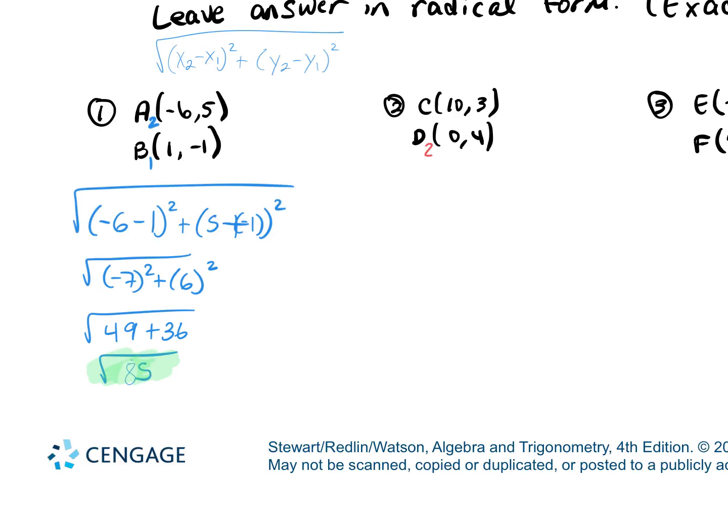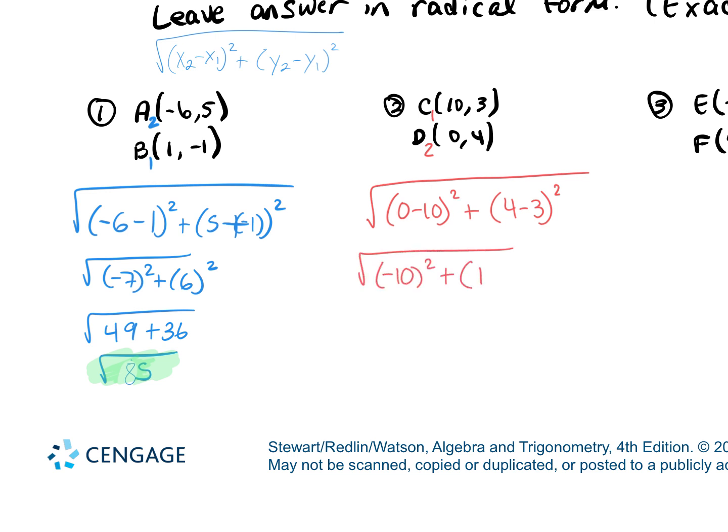For 2, I'm going to choose D to be 2 and C to be 1. So when I do the square root, it would be 0 minus 10 squared plus 4 minus 3 squared. Again, as long as you're consistent, that's all that matters when it comes to these problems. So we get negative 10 squared plus 1 squared. That's going to give me 100 plus 1, which is 101. 101 is not simplifiable, so that would be my answer.